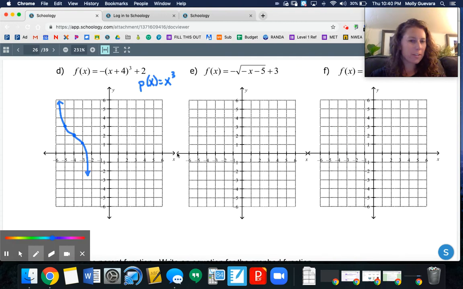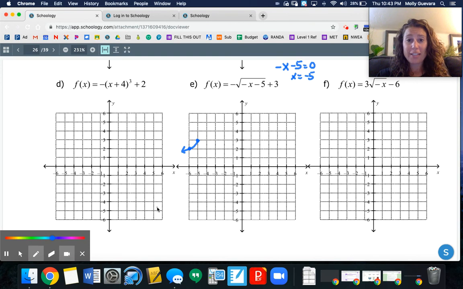All right, here's our work for D. My parent graph is x cubed. And the only thing that's really happening here, so like at -1, -1, is I'm reflecting over the x-axis and then going left 4, up 2. Okay, so same thing, 0, 0, I reflect it, then I go left 4, up 2. Next point would be 1, 1, I reflect it, then left 4, up 2. And that's it. Go ahead and give E a shot, and we'll see you soon.